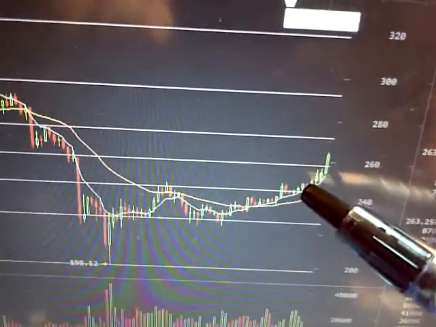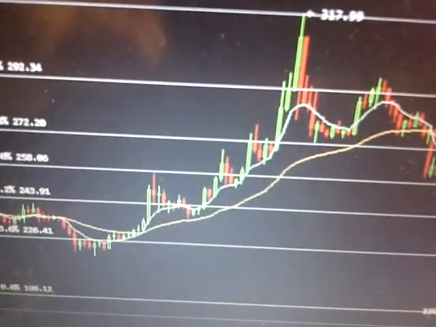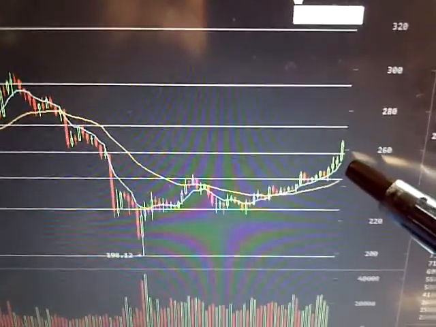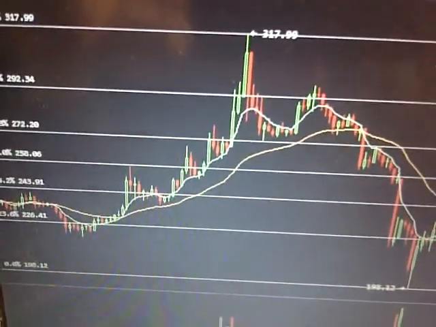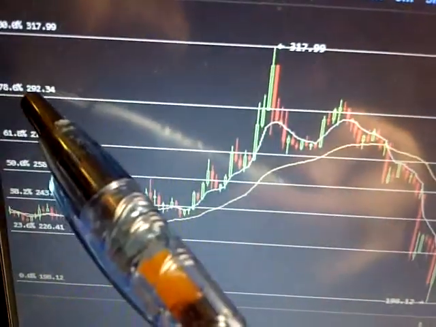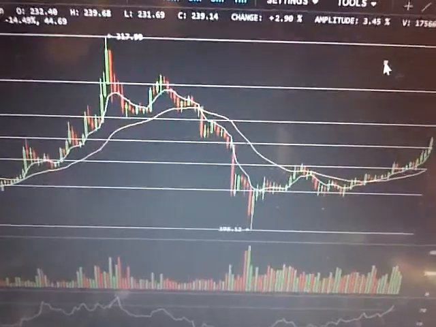If you see here, you'll see that it's broken above, and it wouldn't surprise me if it reached 272. So it looks like it's still got some momentum to push it upwards to 272. Other areas that it can go to is 292.